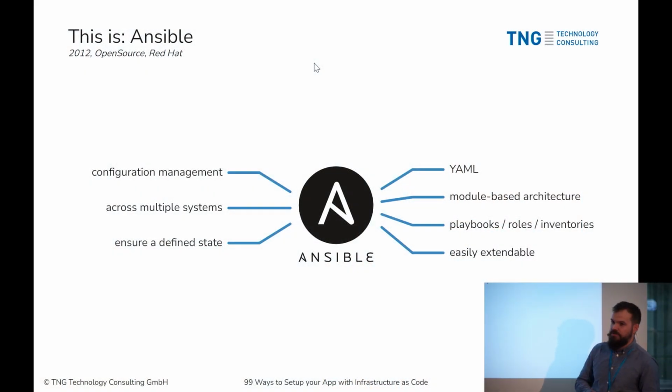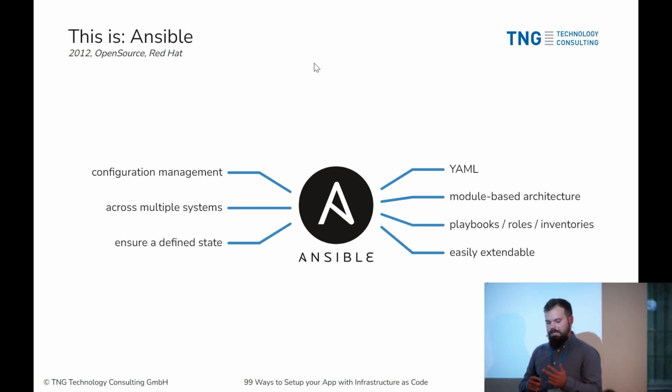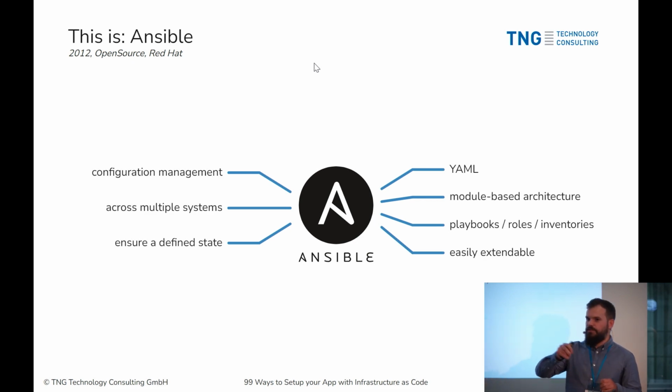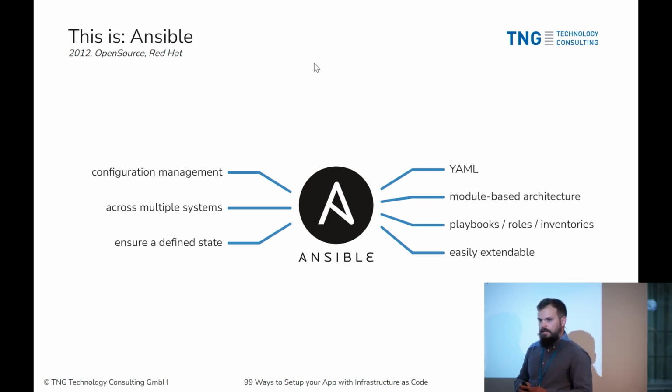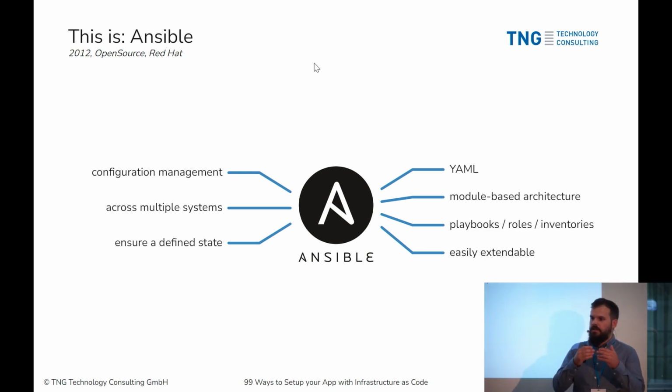And how can you do this? First, we have YAML files, and then it's a module-based architecture. The three main components are playbooks, roles, and inventories. In inventories, we have the list of the different hosts, and then we can apply the playbooks on those different host lists. One thing which is quite valuable is that it's easily extendable. If you work with predefined Ansible modules, you will come to the moment that they don't fulfill your requirements, and then you can easily implement your own module in Python.